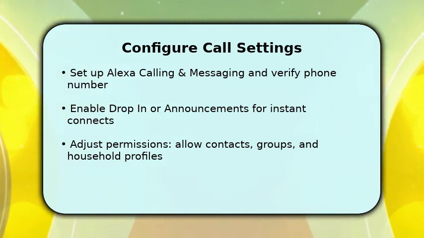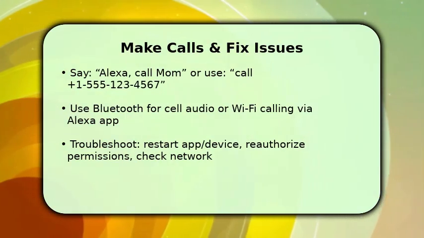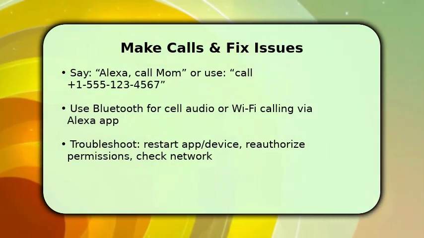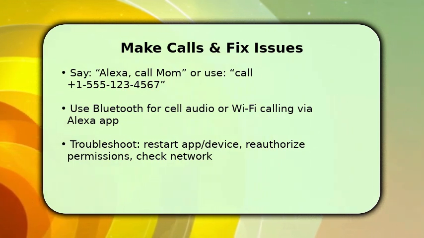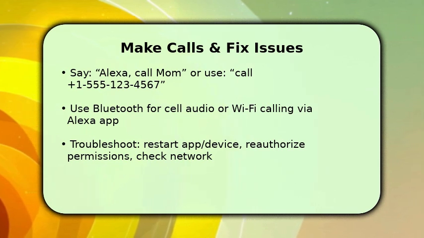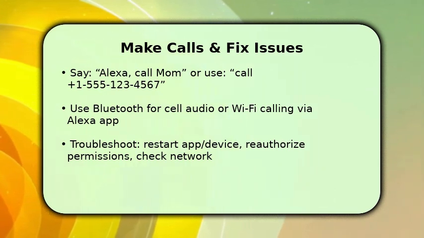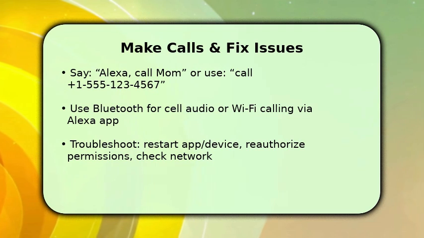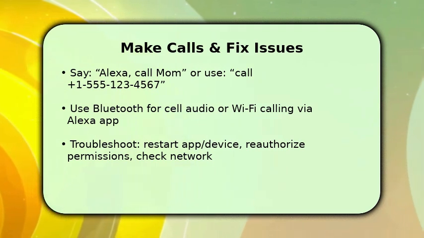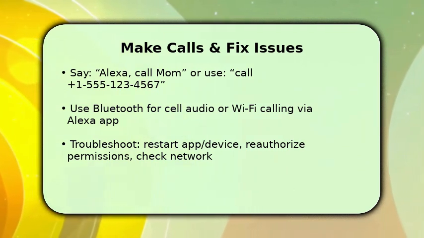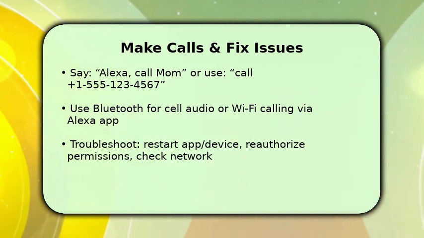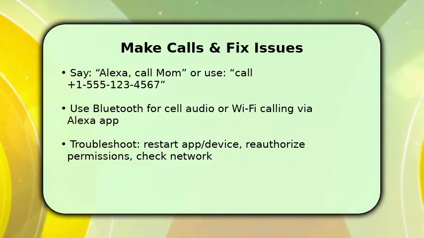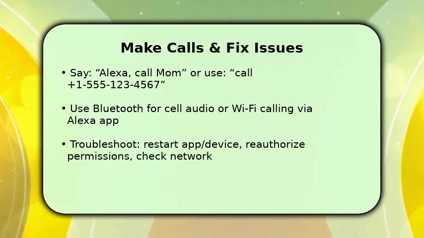Finish by practicing precise commands and knowing where problems hide. Say direct phrases like Alexa, call Dad, or spell out a number for less common contacts. Use Bluetooth when you want phone audio routed to the speaker. If calls fail, restart the Alexa app and device, reauthorize calling permissions, and confirm both devices are on the same network. If contacts won't sync, unlink and relink the account. These quick fixes resolve most issues without losing call.